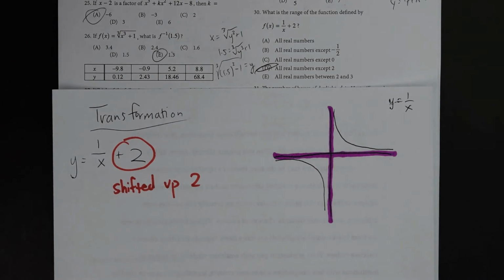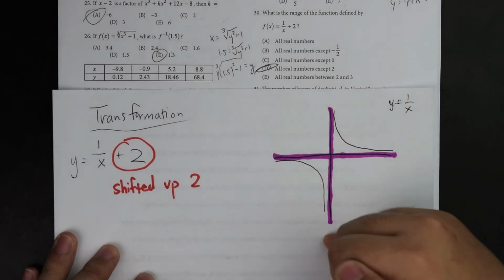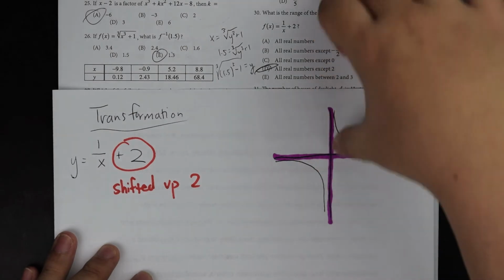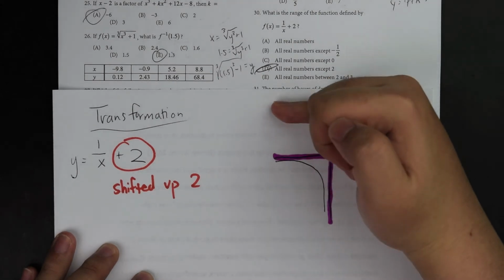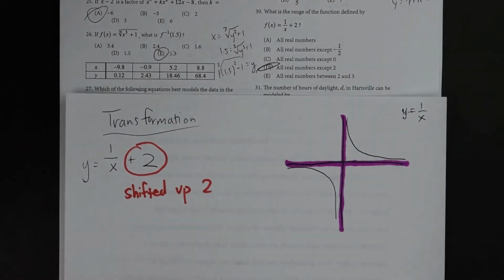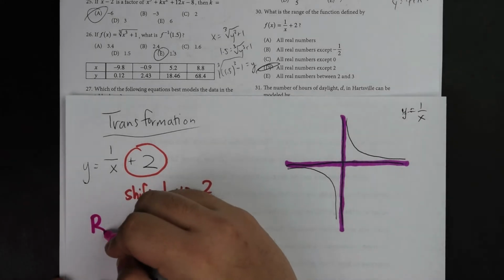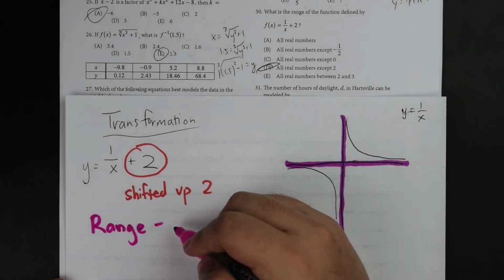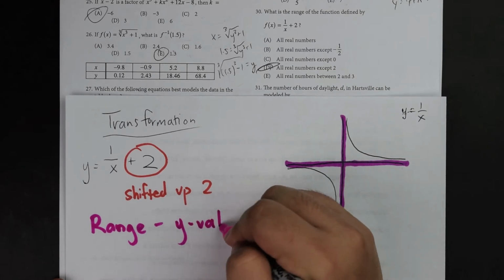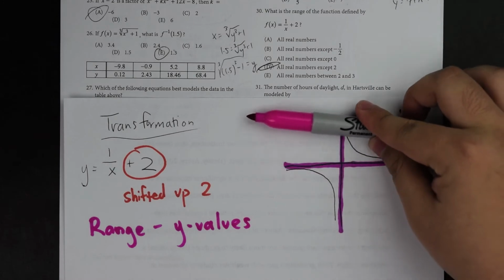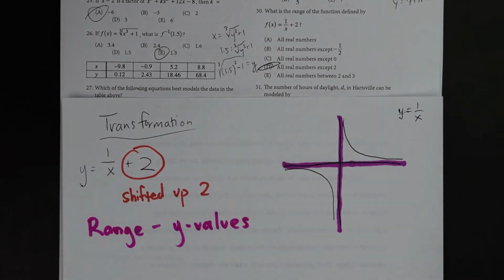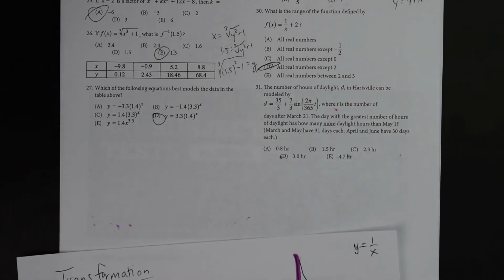But that also means this asymptote right here will stay the same, because I can't really shift it up. It's going to be infinite anyways. But this pink line right here is going to shift up 2. Thus my final answer is D, where it states that all real numbers except 2 are part of my range. I also want to review what range is: it represents your possible y values, y coordinates. Because your y did not exist at 0 beginning, it's now shifted up 2. That concludes my explanation for number 30.